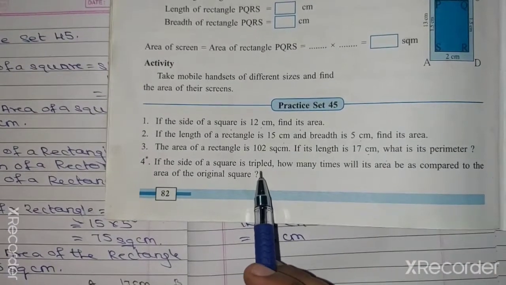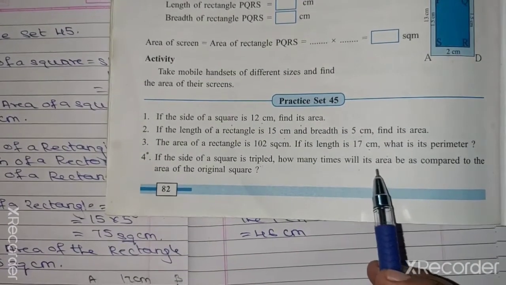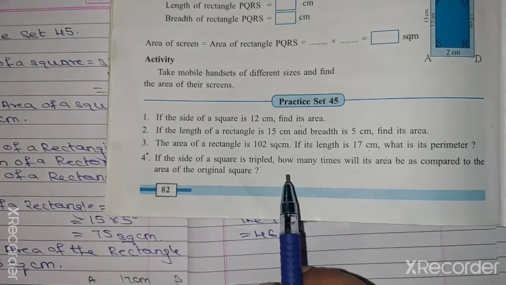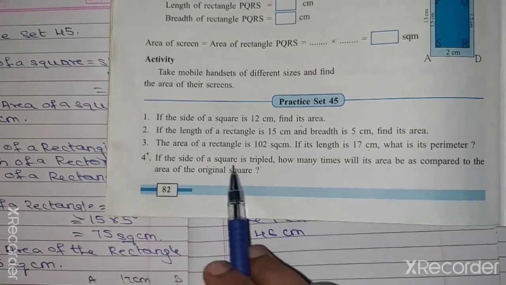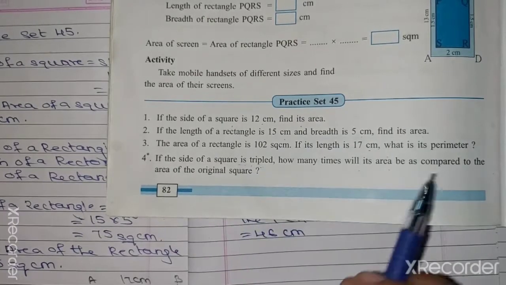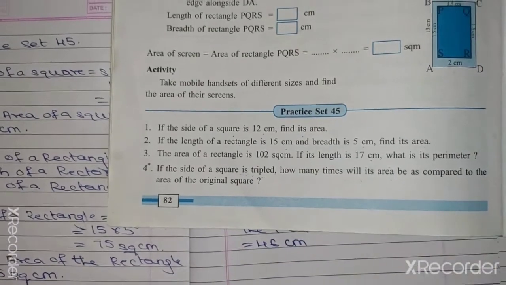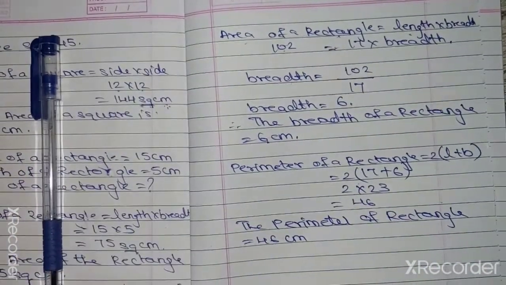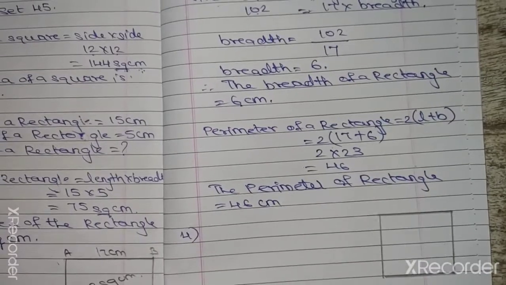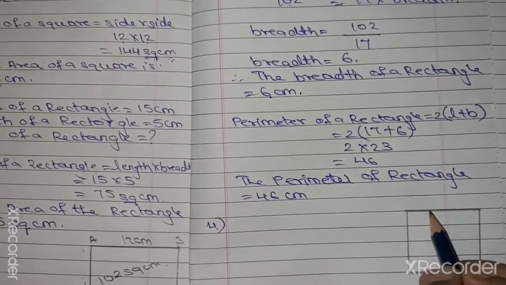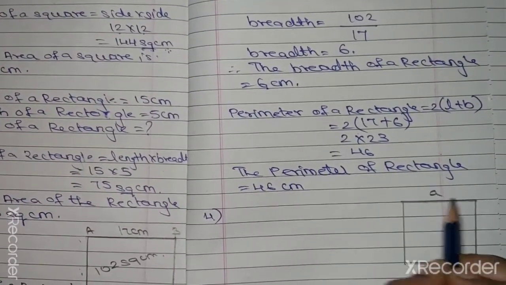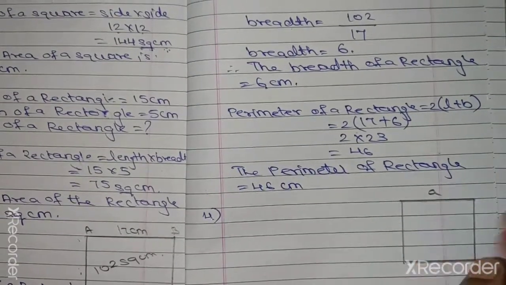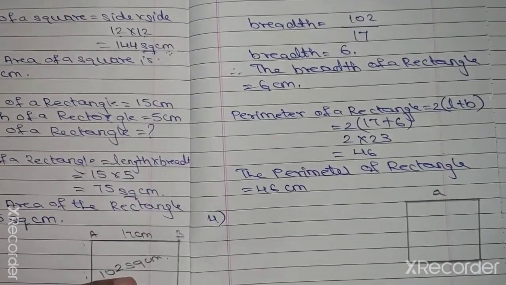If the side of a square is tripled, how many times will its area be as compared to the area of the original square? The side of the square is tripled. Now this is a square. The side of the original square, suppose we assume it is A. The new square will have side 3A.